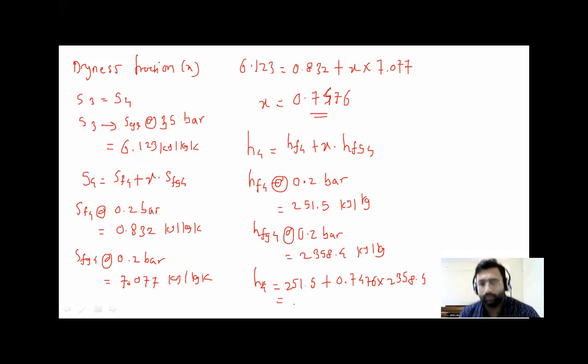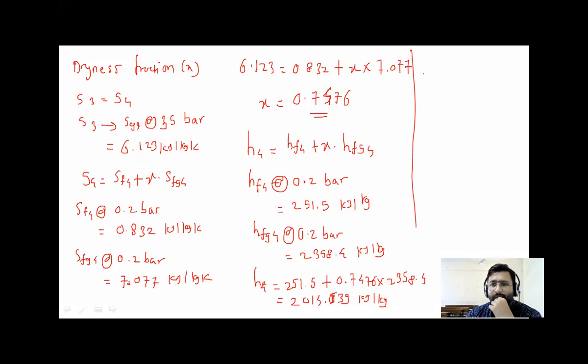Calculate H4. It is 2014.639 kilojoule per kg. Now last is calculation of turbine work.